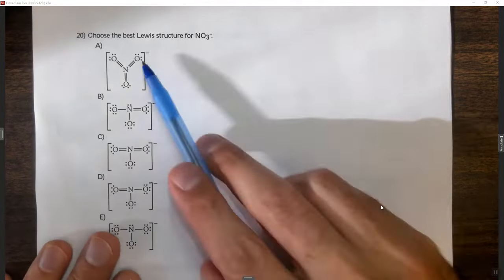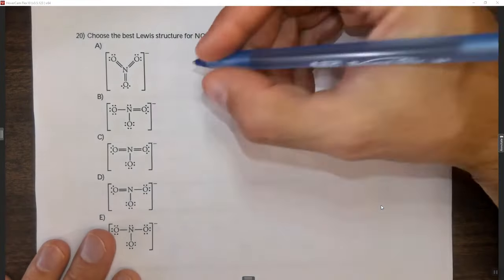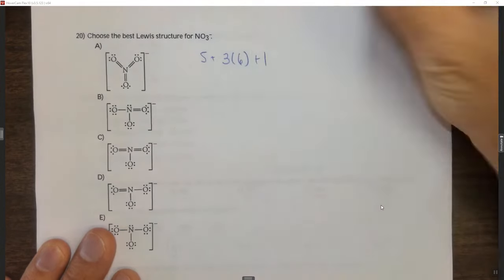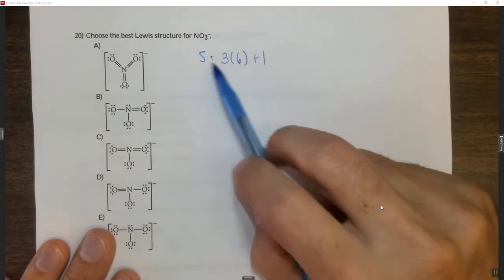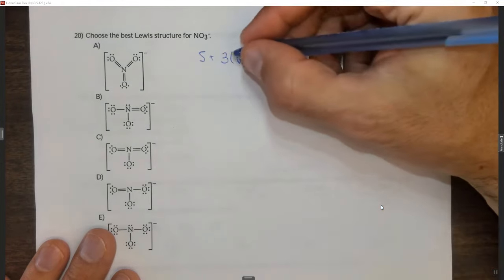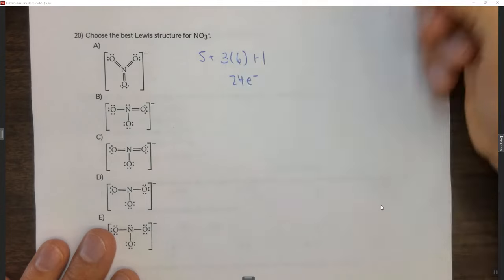Last question here. It says draw the best Lewis structure for NO3 minus, and this is a tough one. So first thing we want to do is count the valence electrons. 5 plus 3 times 6 plus 1 extra. Okay, 3 oxygens with 6 each. Nitrogen has 5, and there's 1 extra because it's minus charged. So when we do this, we get 24 electrons.